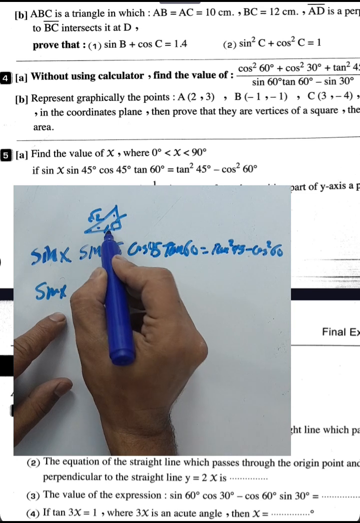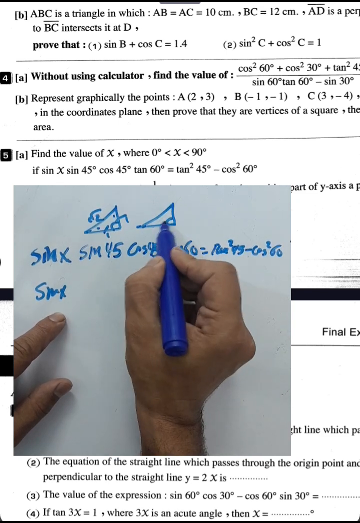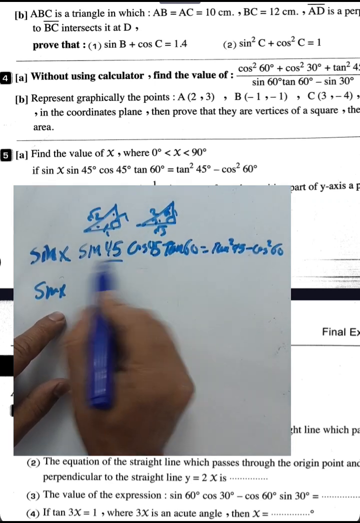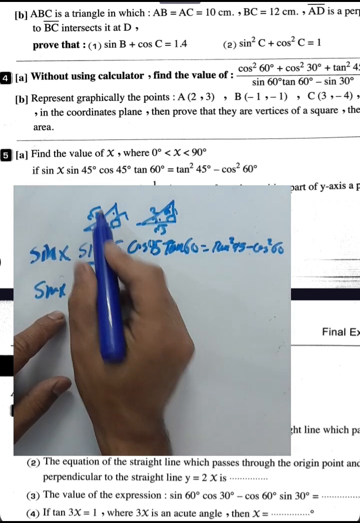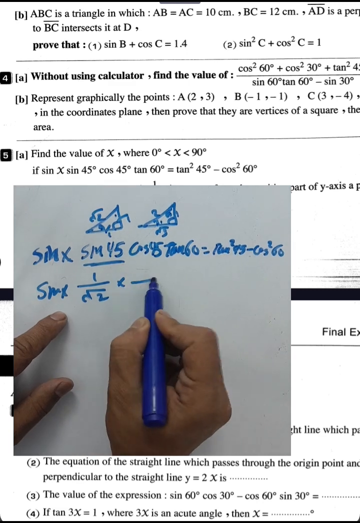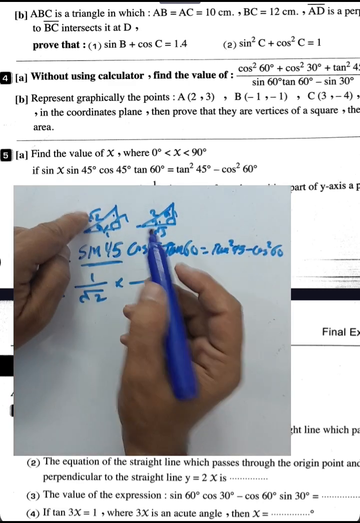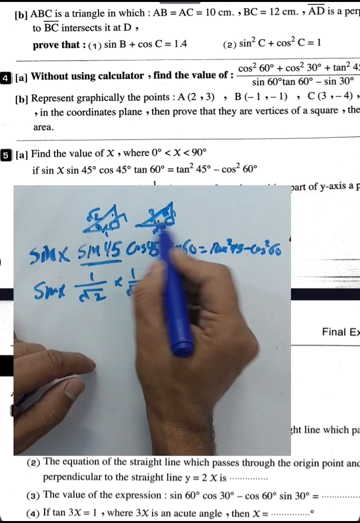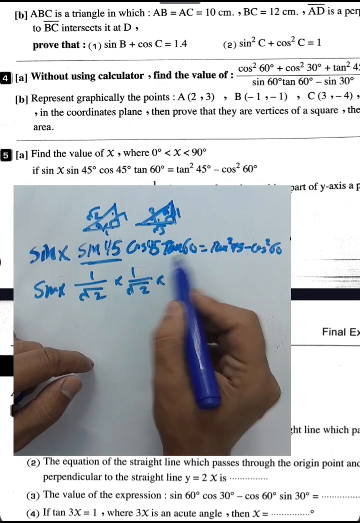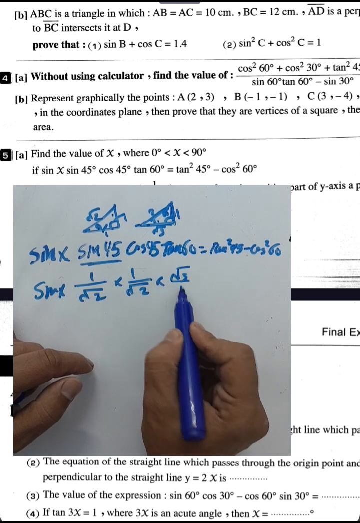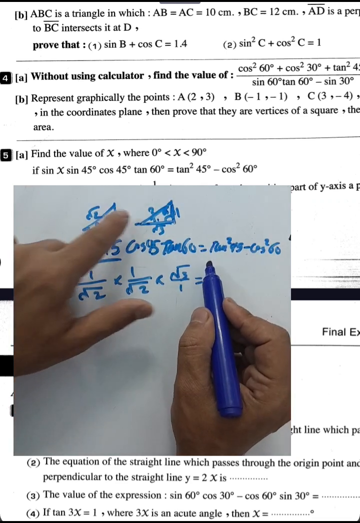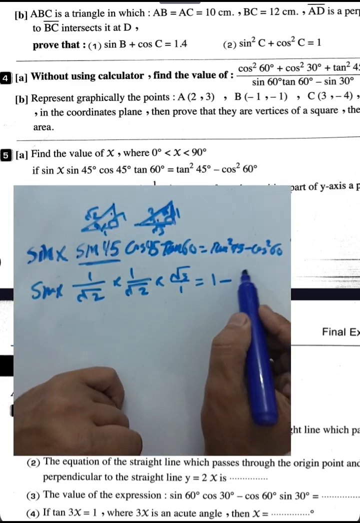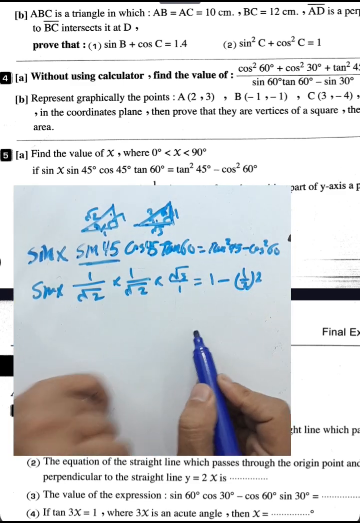45, 45, sides 1, 1 and root 2; the other triangle 60, 30, with sides 1, 2 and root 3. Okay, sine 45 here is 1 over root 2, cosine 45 adjacent over hypotenuse is 1 over root 2, tan 60 opposite root 3 over adjacent 1, so root 3 over 1. tan 45 is 1 over 1, 1 power 2 is 1, cosine 60 adjacent over hypotenuse is 1 over 2, power 2.